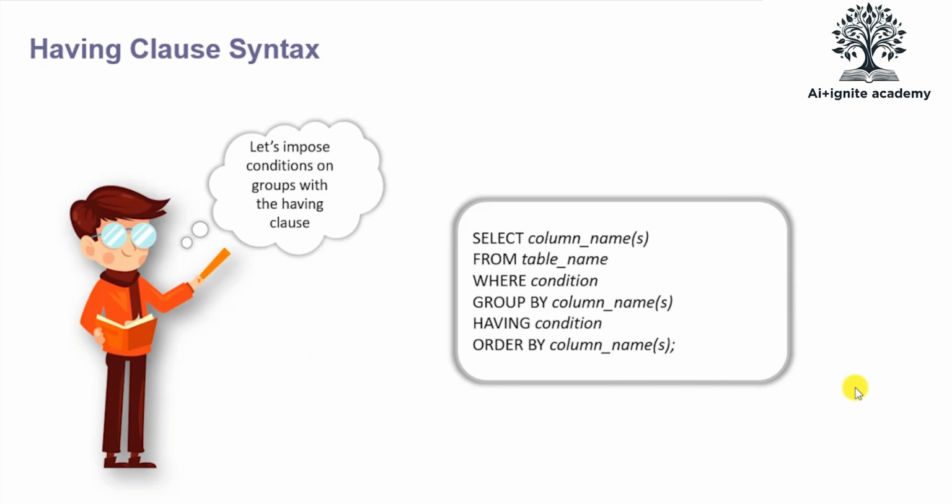And this is the syntax for the HAVING clause. Here you need to keep in mind that the HAVING clause must follow the GROUP BY clause and must also precede the ORDER BY clause if used. So let's go to SQL Server and implement the HAVING clause.